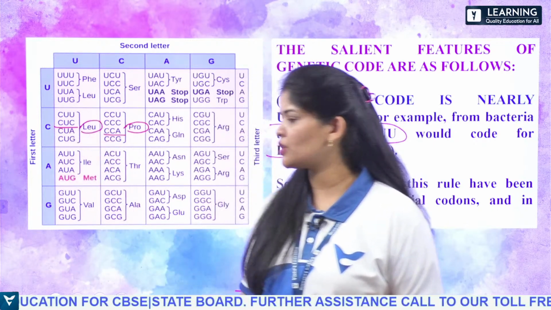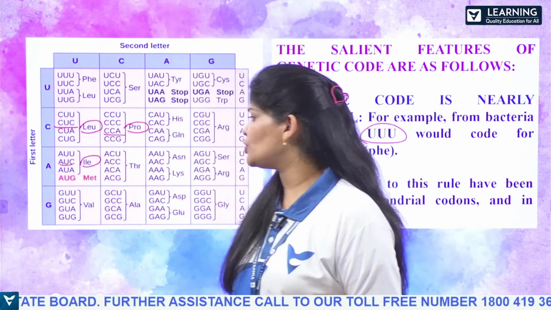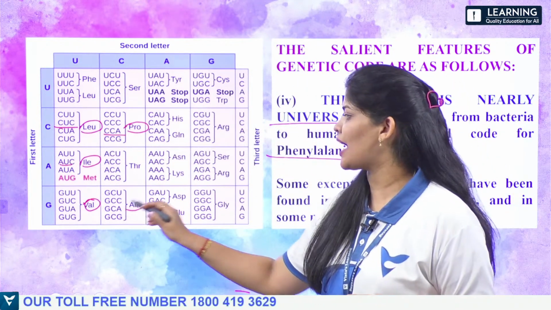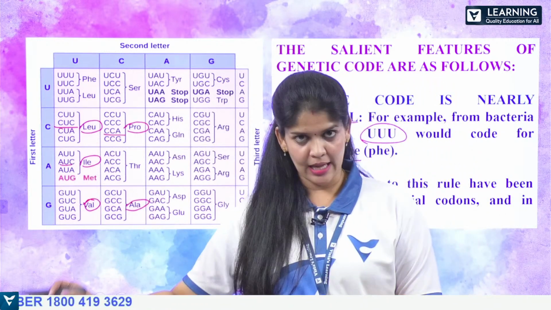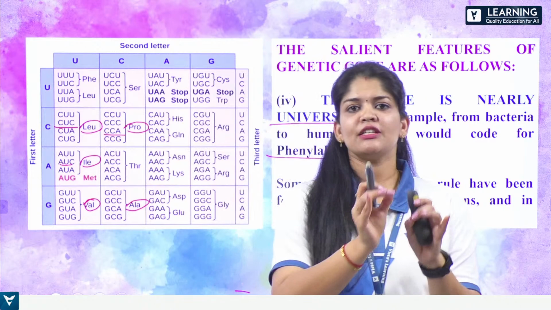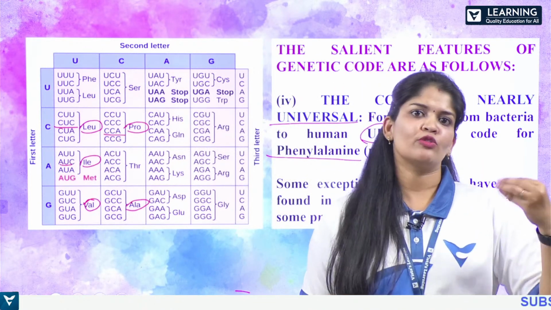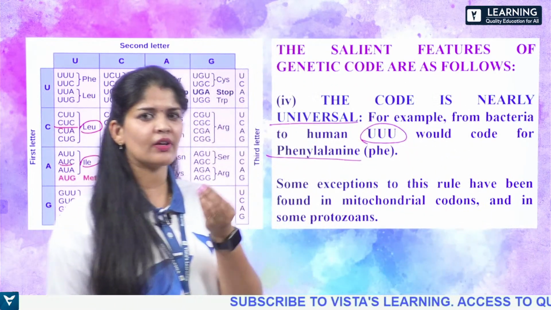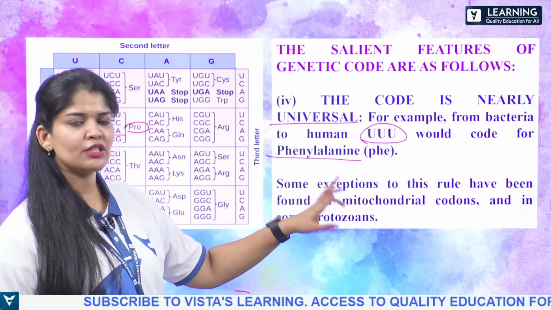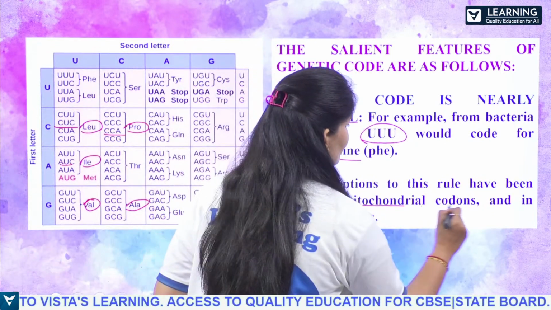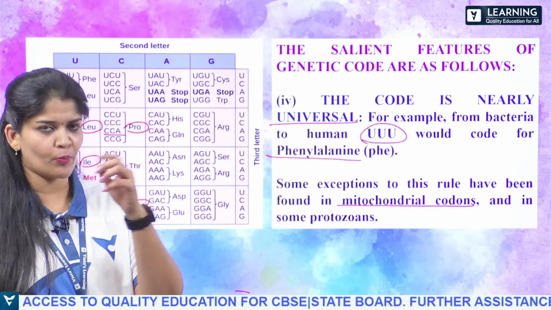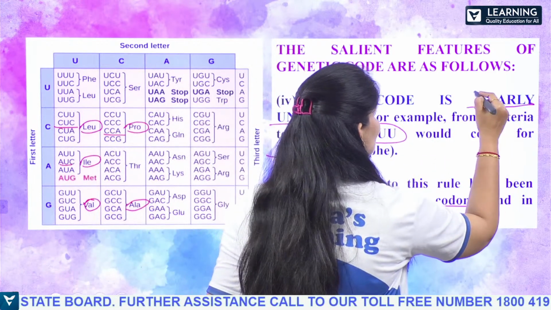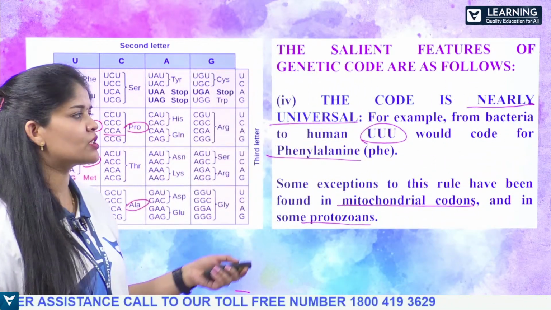CUC will code for leucine only. AUC will code for isoleucine only. GUC will code for valine. Similarly, GCC will code for alanine. GCC will code for alanine in bacteria, and the same GCC will code for alanine in elephants, dogs and humans also. No matter the organism, the codon will be universal, nearly universal with very small exceptions. Small exceptions to this rule have been found in mitochondrial codons, where we see 4 stop codons, and in some protozoans. Other than that, as we mentioned, it is nearly universal. Nearly it is going to work universally.